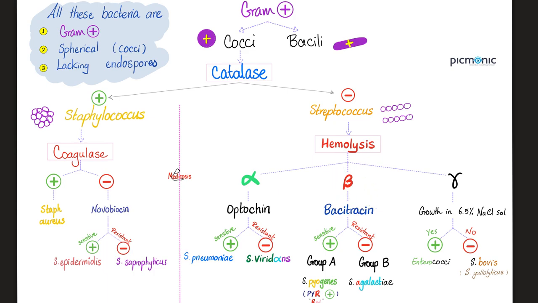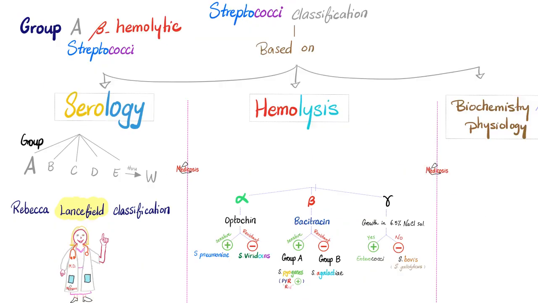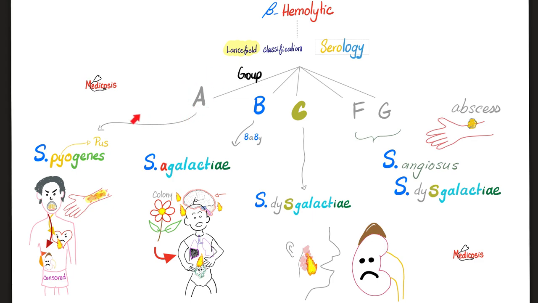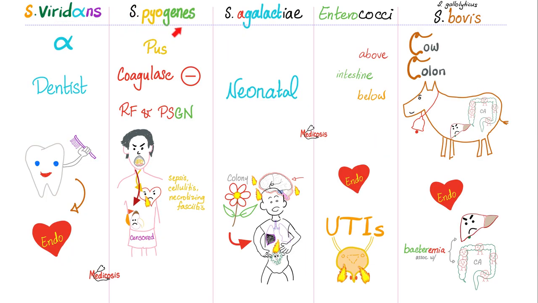The next question, are they sensitive to the antibiotic bacitracin? In other words, can bacitracin kill them? The answer is yes. When we say Group A beta hemolytic Streptococci, we're using 2 different classifications. We say Group A based on their Lancefield classification. This is a serological classification. When we say beta hemolytic, we are referring to their hemolysis capabilities. So Group A beta hemolytic Streptococci are also known as Streptococcus pyogenes because of pus.